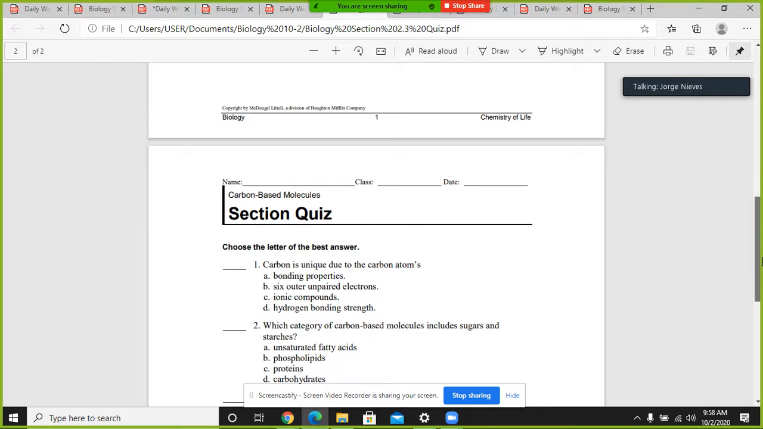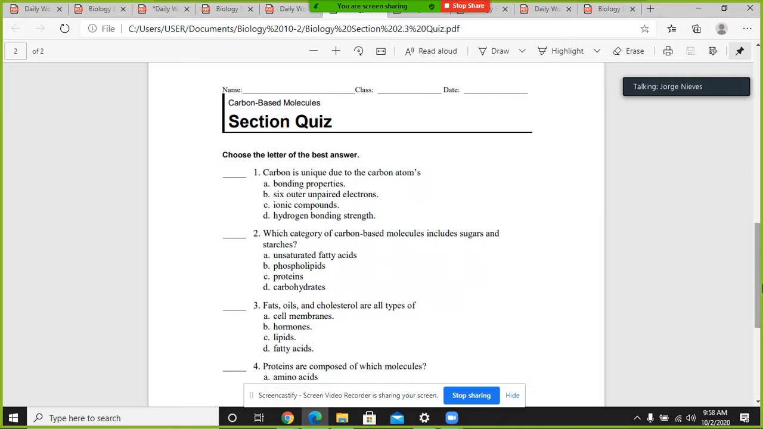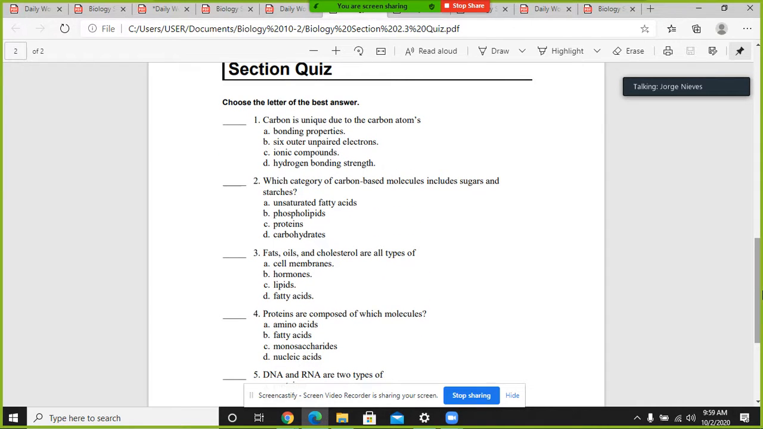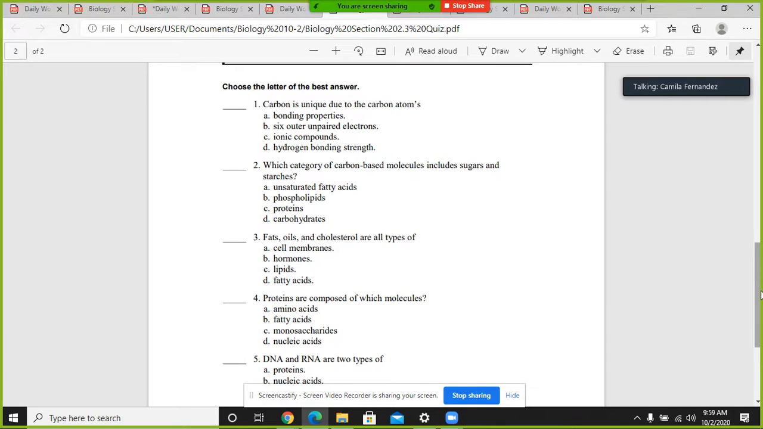Ya estamos casi. Okay. So who can read number 1, please? Someone that hasn't participated, please. Para que el viernes yo la pase bien. Vamos, alguien que no haya leído. Recuerden, los puntos de participación son importantes. Ajá, ¿quién dijo yo? Camila, ok. Exacto, that's the unique property of carbon atoms, bonding properties.